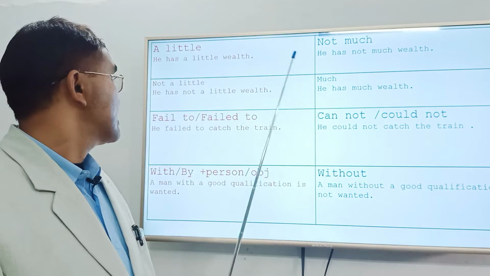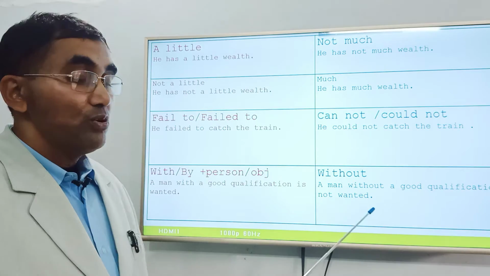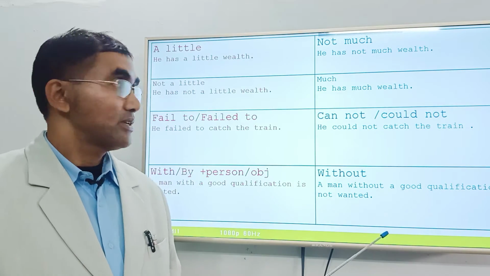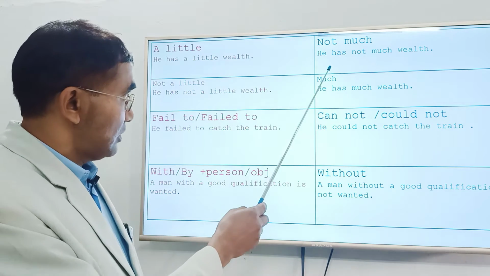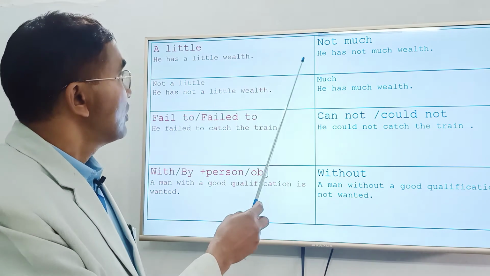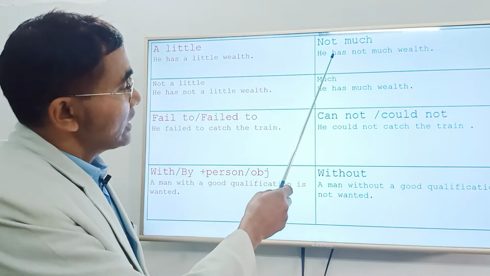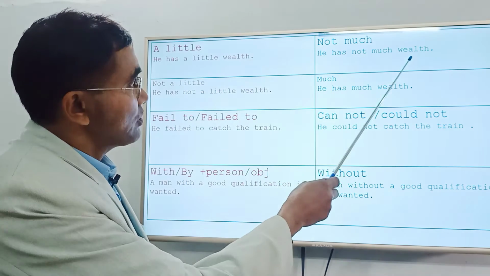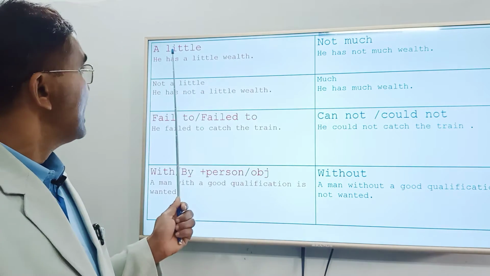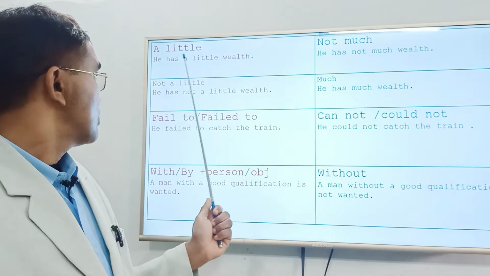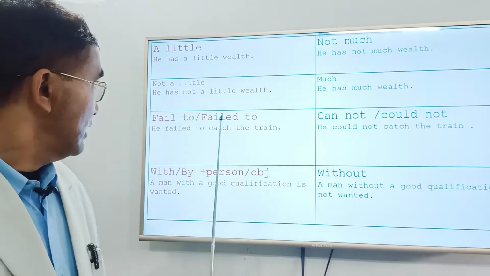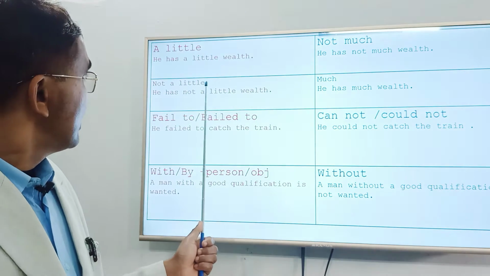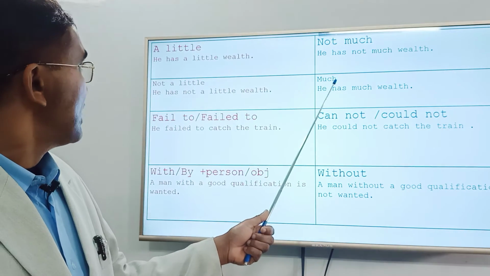If you find an affirmative sentence with a little, you can use not much instead of a little. For example, he has a little wealth, or resources. So the negative sentence can be he has not much wealth. Instead of a little, we can use not much. Then not a little. Instead of not a little, we can use much.